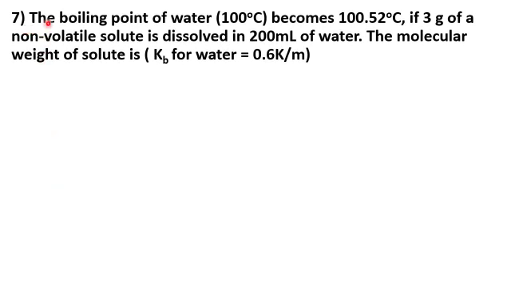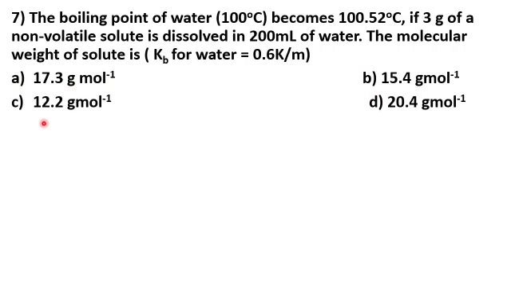Question number 7. The boiling point of water, that is 100 degrees Celsius, becomes 100.52 degrees Celsius if 3 gram of a non-volatile solute is dissolved in 200 ml of water. The molecular weight of the solute is dash. The Kb value is given for water, that is 0.6 Kelvin per mole. Options are A 17.3 gram per mole, B 15.4 gram per mole, C 12.2 gram per mole, D 20.4 gram per mole.